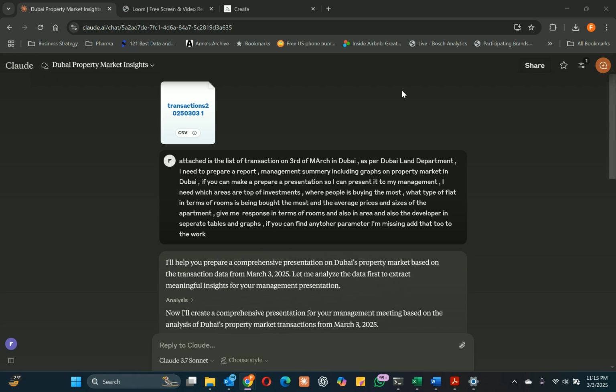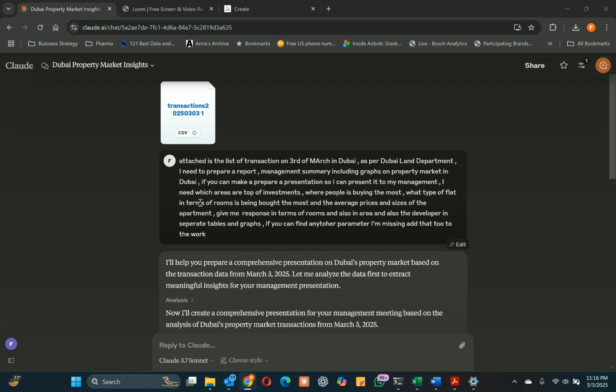If you look at my prompt, it says I've attached the list of transactions on the 3rd of March in Dubai, as per Dubai Land Department. I need to prepare a report, a management summary. So I told it what I've attached. Now I'm giving it the role, what it has to do: a management summary, including graphs on the property market in Dubai. If you can make it and prepare, well, my typing is horrible, but it understands my English. Prepare a presentation so I can present it to my management.